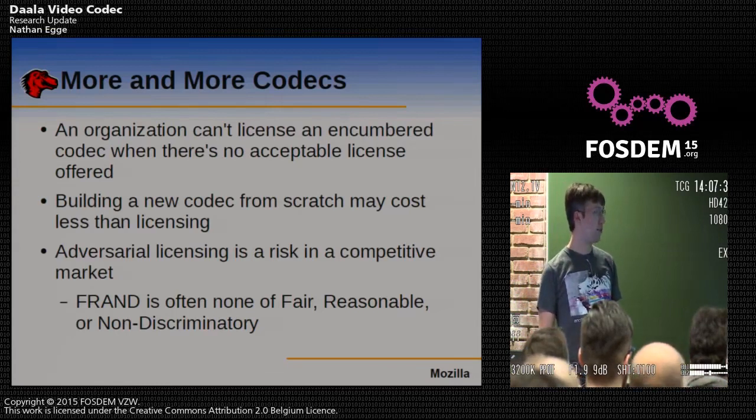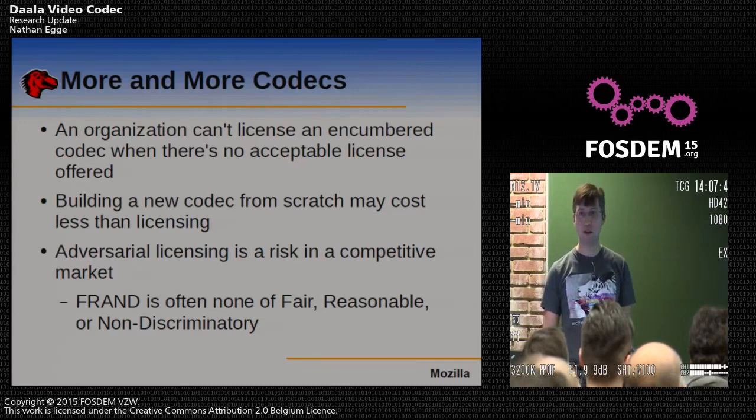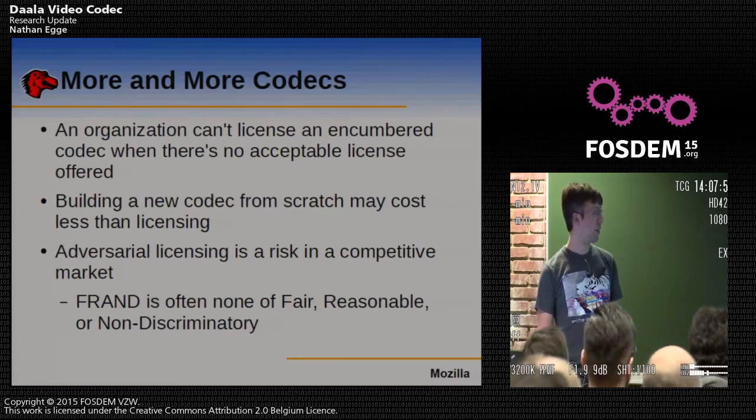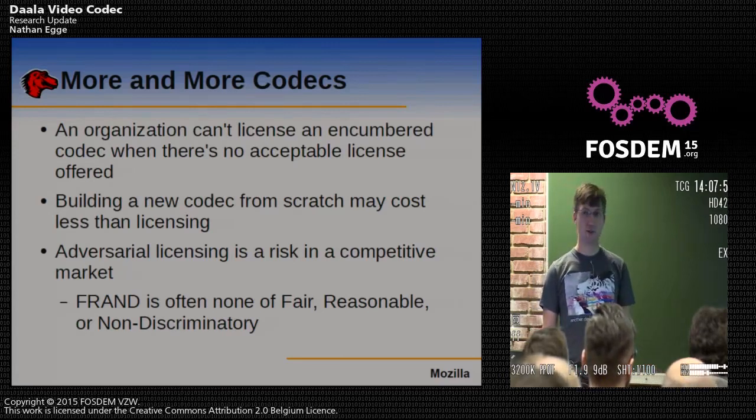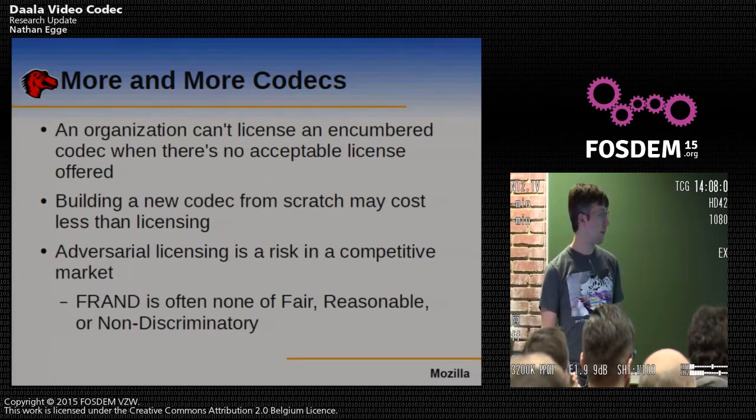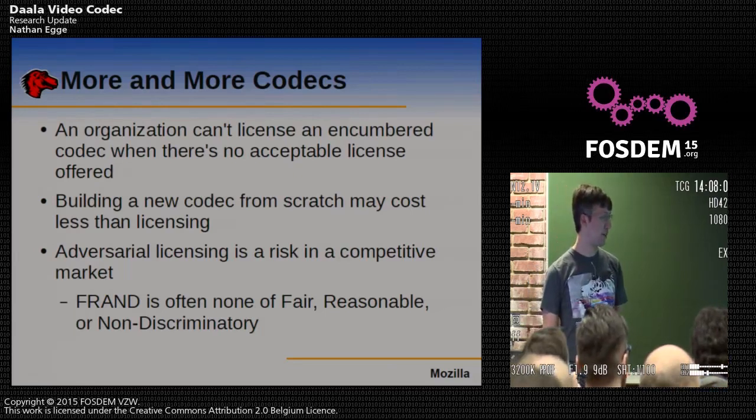And in some cases, building a new codec may be cheaper than the licensing terms. The Daala development team within Mozilla is far below the cap for H.264, and we're not sure what the licensing will look like for H.265 exactly. So it makes sense for Mozilla, who has this distribution problem, to invest in the development of this free codec that everybody can use. And of course, this adversarial licensing is a huge risk in a competitive market.